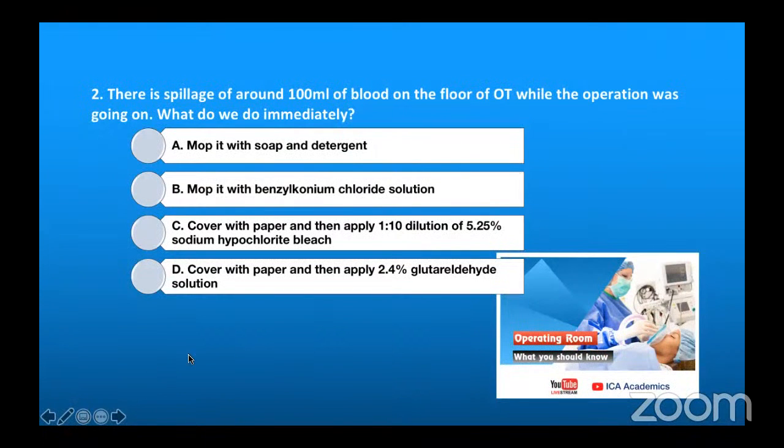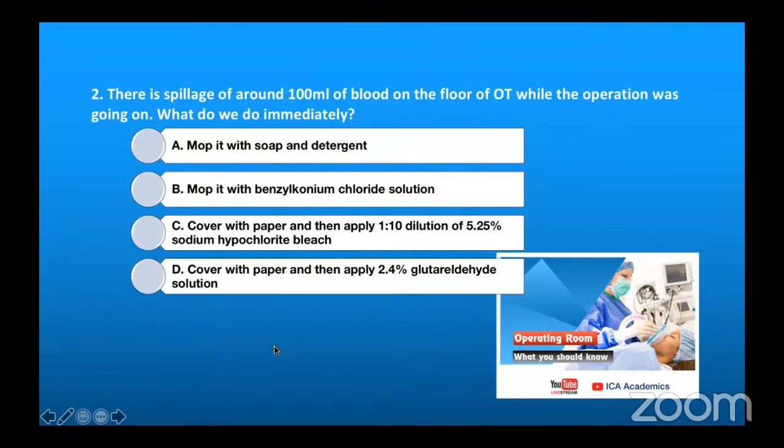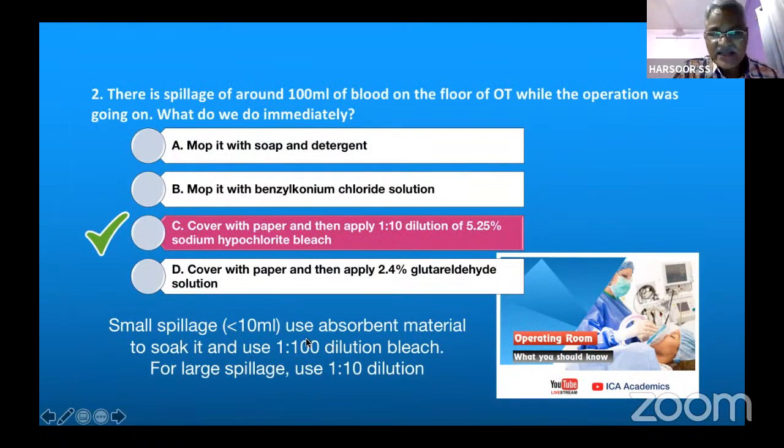Voting pad is active. Sorry, sir, the voting pad is not coming now. Not working. Okay, you can put the answers in the chat box. Yeah, I'm seeing C. Okay, that's the right answer. C is the right answer. You cover it with paper and then apply the hypochlorite solution that we are using.